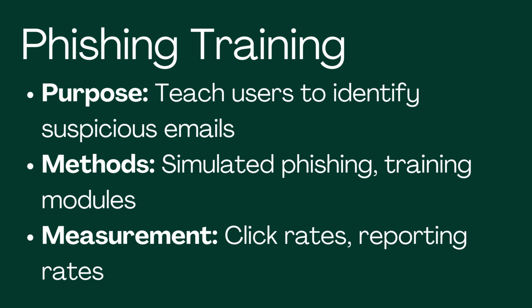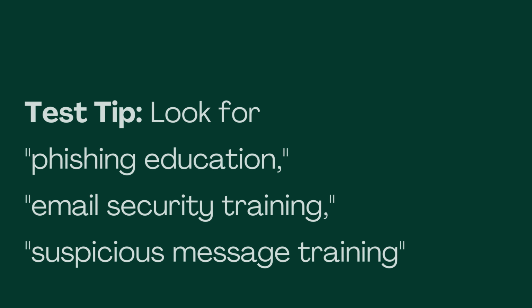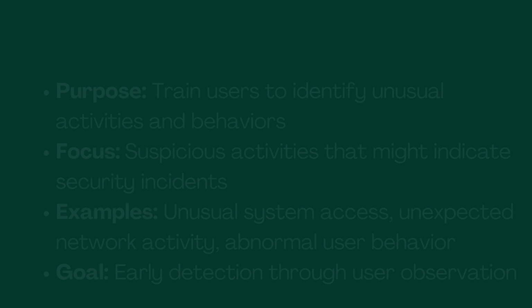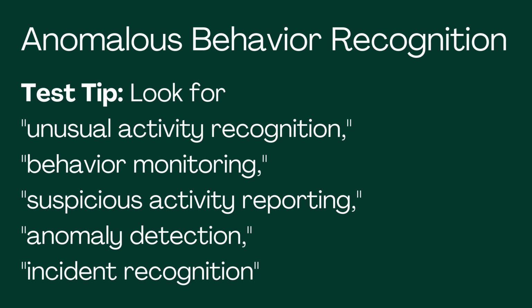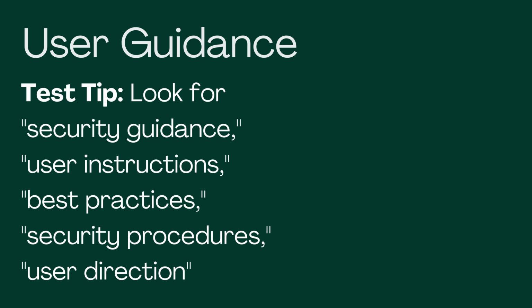Phishing training involves educating users about phishing attacks and teaching them how to identify and respond to suspicious messages. Watch for phrases like phishing education, email security training, suspicious message training, phishing awareness, or email threat training. Anomalous behavior recognition involves training users to identify and report unusual activities or behaviors that might indicate security incidents. If you see key phrases in your question in the scenario on behavior monitoring or suspicious activity reporting, user guidance involves providing users with clear instructions and best practices for maintaining security in their daily work activities.